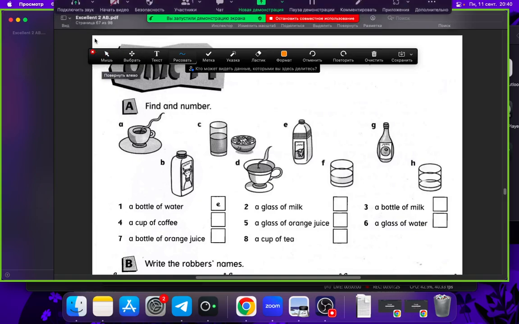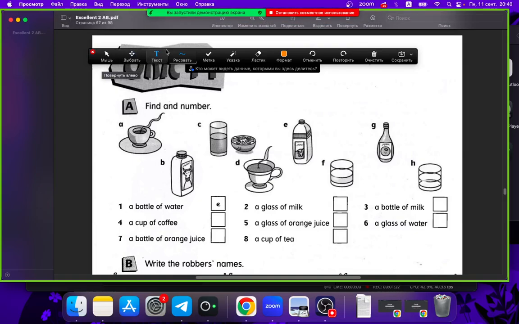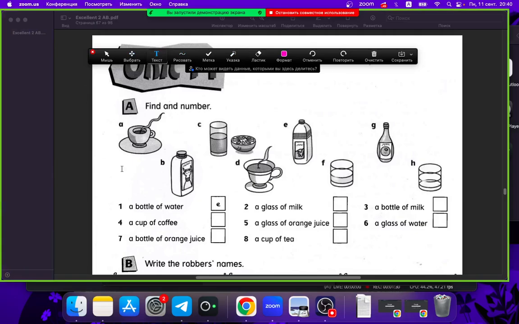There are several pictures of food, of drinks really, and we have to put them together with the word combinations like this. A bottle of water is E. A glass of milk is F, of course. A bottle of milk, where is it? With the cow. It's B. A cup of coffee. So there are two cups of something hot, but I think the coffee is a smaller cup. Let's write it down.